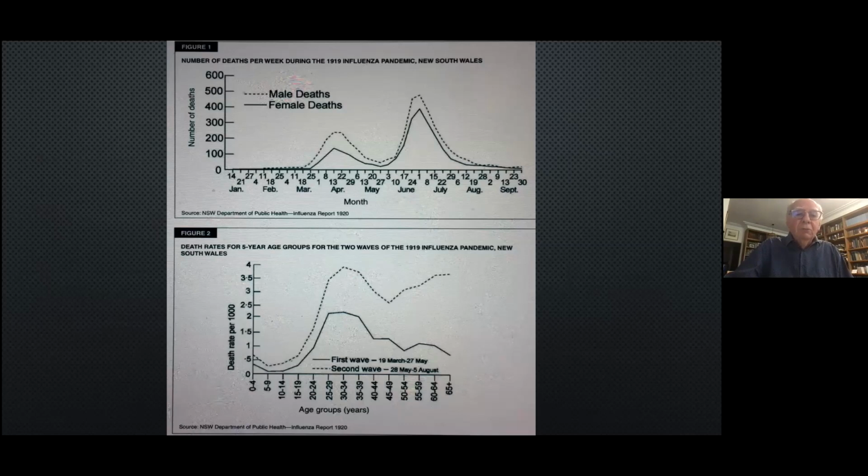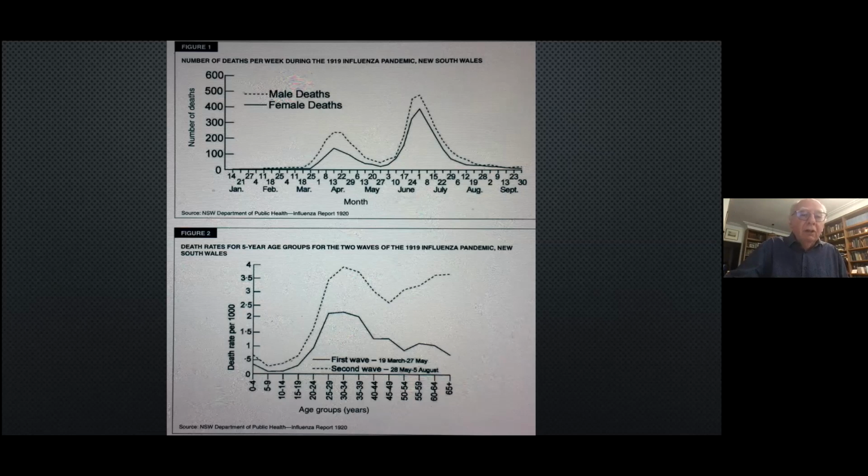So there were some differences, although, as you can see in the bottom graph, there's this drifting up with older people getting affected. For some reason, younger people were particularly prone, probably because of a very vigorous immune response that the younger people had, which is not what we're seeing in COVID-19.